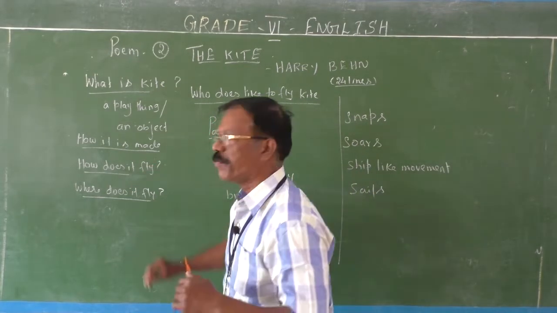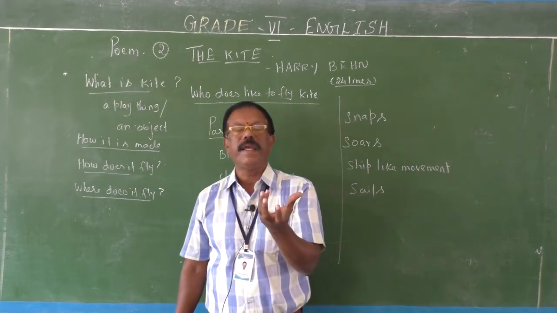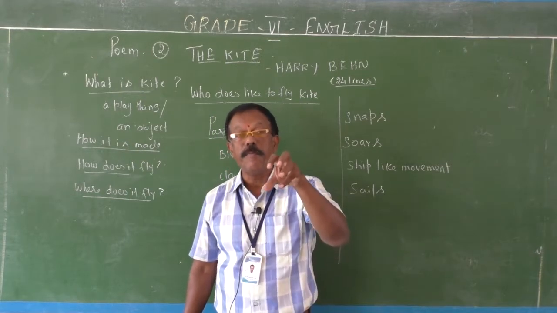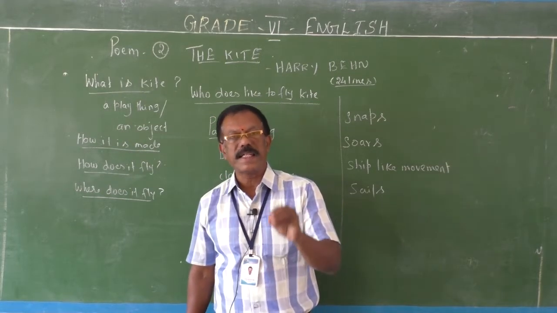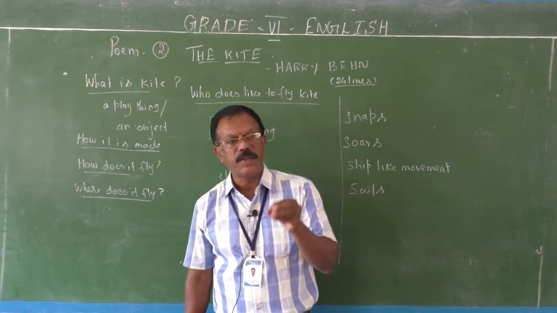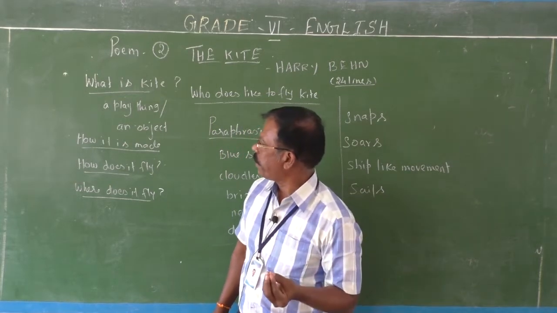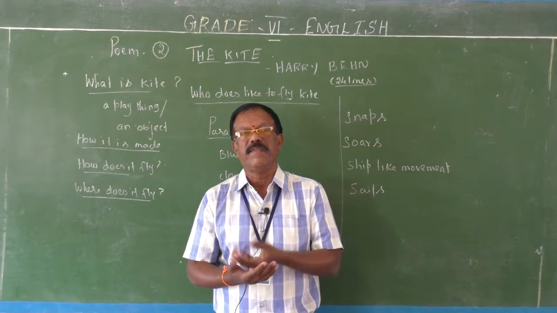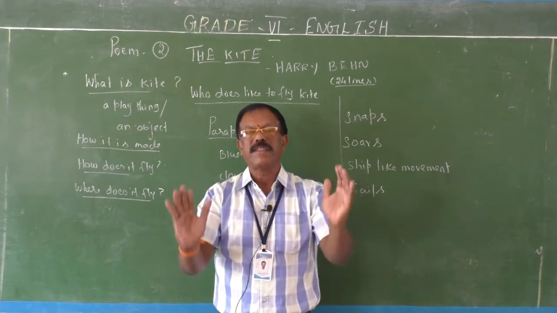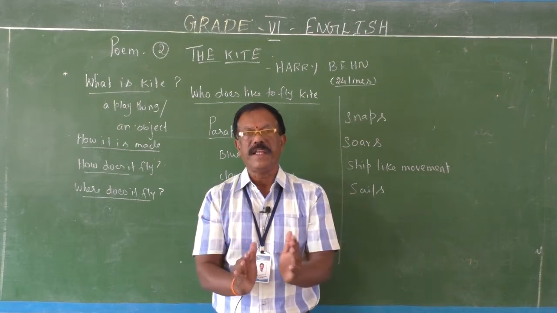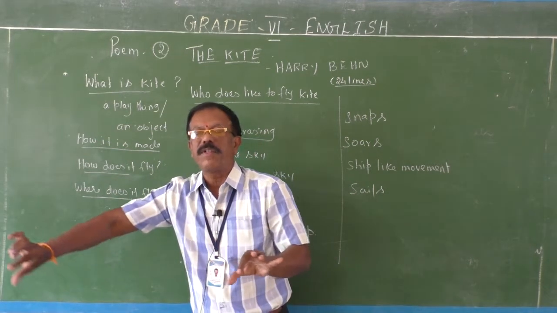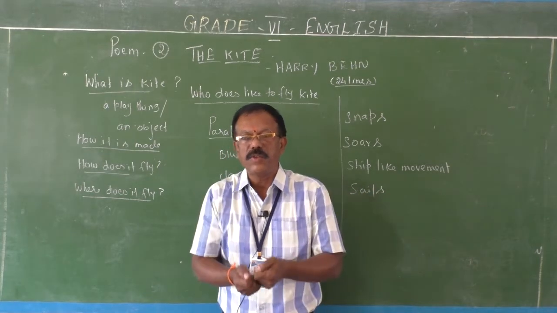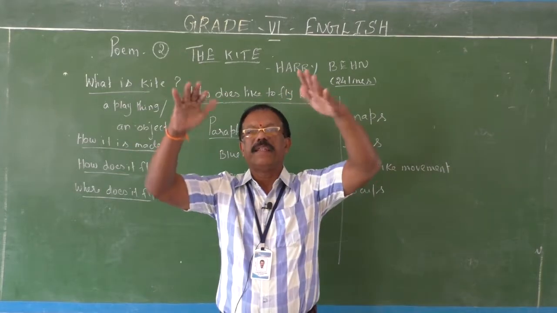Second, how is it made? This kite is usually made out of paper. Sometimes colored papers are also used to make this kite. We also use soft or tender sticks with the paper to make the shape of a kite. Once it is finished, it is attached with a long tail. It is also attached with a long string. These two things will help the kite to fly in the sky.